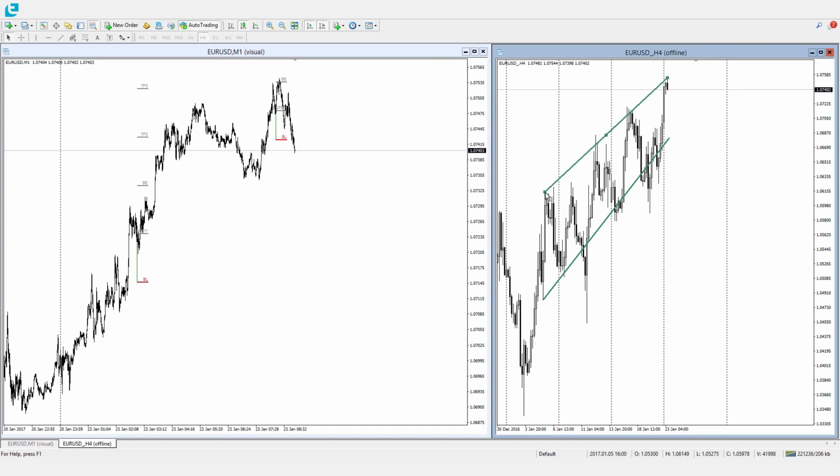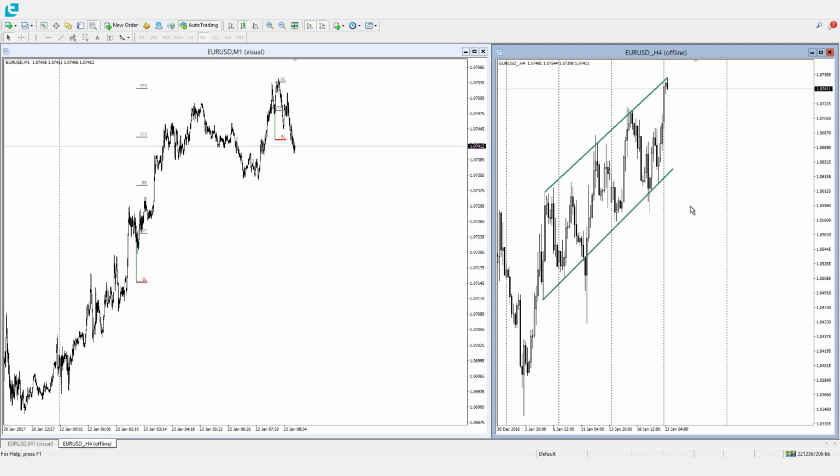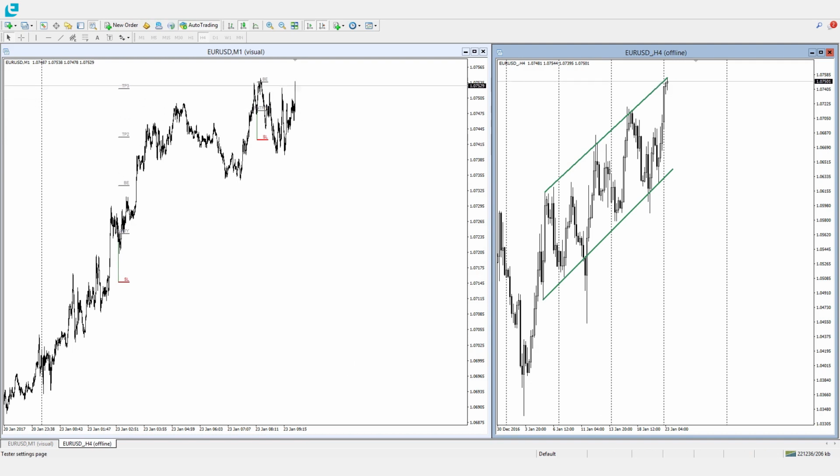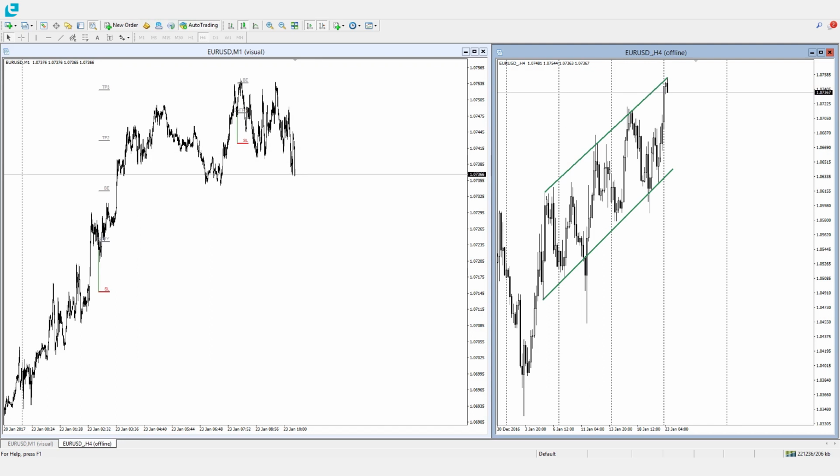Just the channel here a little bit, because it made this new high. We didn't take this long signal before because it was too much momentum already before. Now we are definitely looking for shorts.